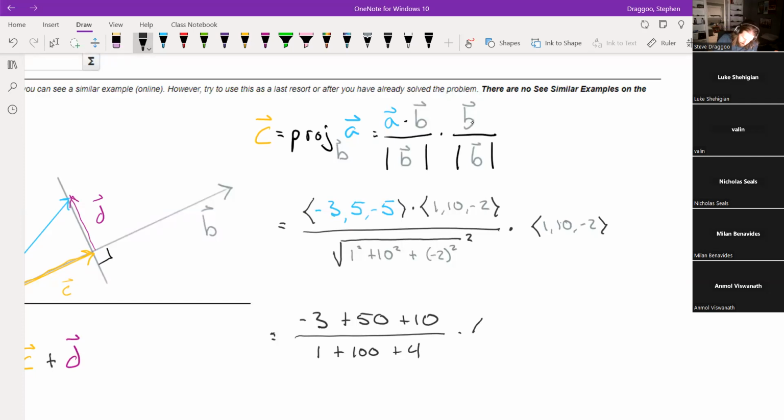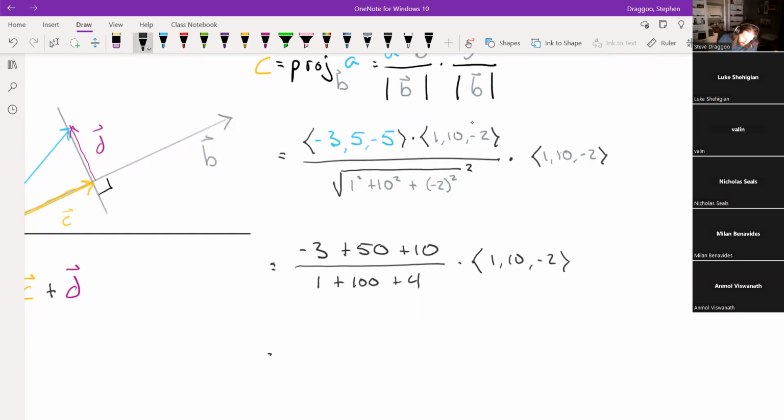And then all of that is being multiplied into the vector 1, 10, -2. And finally, I'll just clean up that coefficient. 50 plus 10 minus 3 is 57. Divided by 1 plus 100 plus 4, it's 105. And again, I still have my vector 1, 10, negative 2. And all of this is our C vector. That's the part that is parallel to B. That's our projection of A onto B.